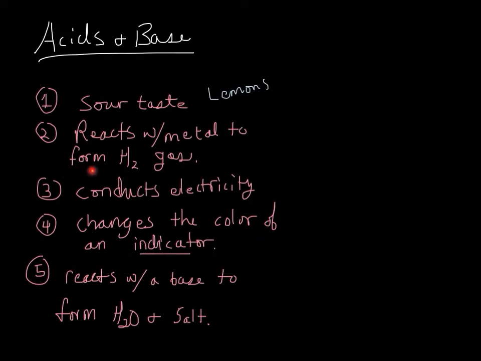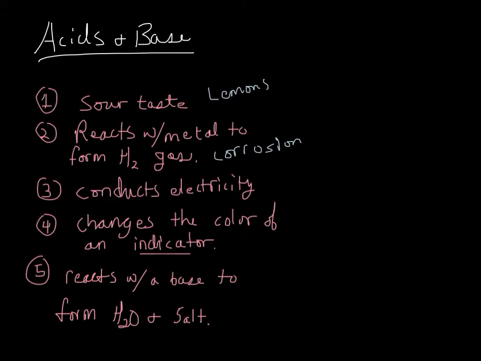Acids also react with metals to form hydrogen gas. This is what happens when you see corrosion. Corrosion of any metal is just an acid reacting with the metal to form hydrogen gas, H2, and this causes the metal to break down. So corrosion occurs because of how acids react with metals.